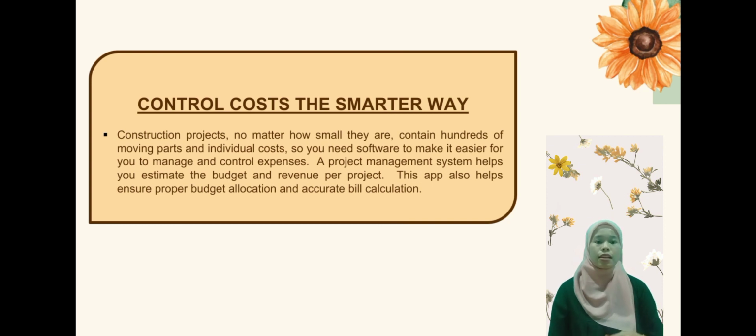Lastly, control cost the smarter way. Construction projects, no matter how small they are, contain hundreds of moving parts and individual costs. So you need a way to make it easy for you to manage and control expenses. A project management system helps you estimate the budget and revenue per project. It also helps ensure proper budget allocation and accuracy.